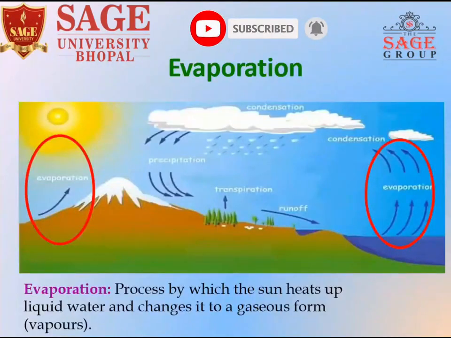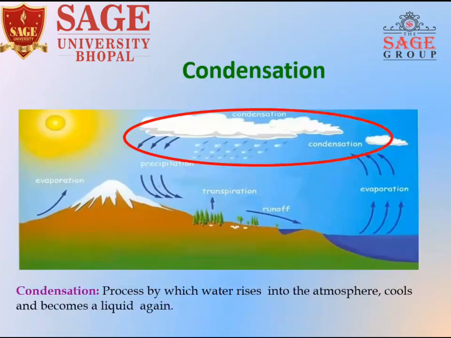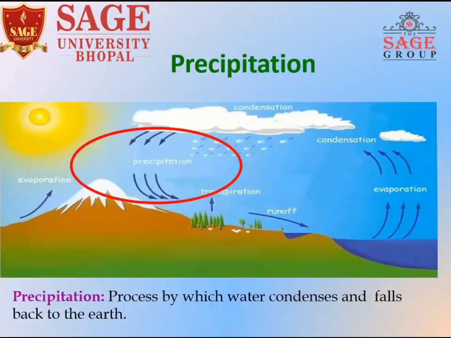The first step involved in the water cycle is evaporation. In evaporation, the sun heats up the liquid water and changes it into gaseous form, which we call vapor. In the second step, there is condensation, the process by which water rises into the atmosphere, cools and becomes a liquid again. The third step involved in the water cycle is precipitation, the process by which water condenses and falls back onto the earth.